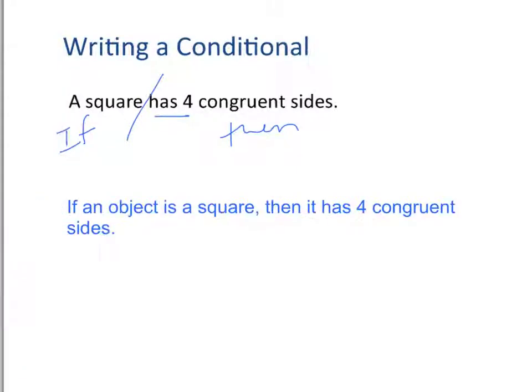I could also say, if a polygon is a square, then it has 4 congruent sides. If a shape is a square, then it has 4 congruent sides. I can say all of those things. What I cannot say is "if a square." That doesn't make sense. I also want to point out that the "it" is in the second half of the sentence. You can't have "if it is a square." You don't know what you're referring to. The "it" has to go in the second part, not the first part.